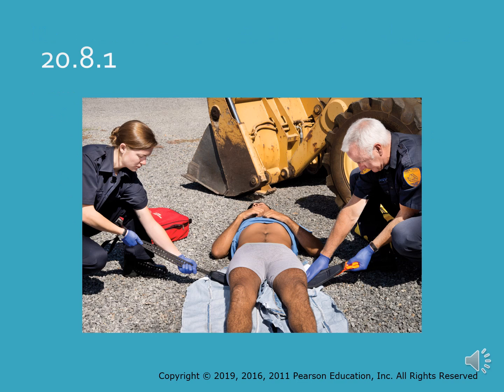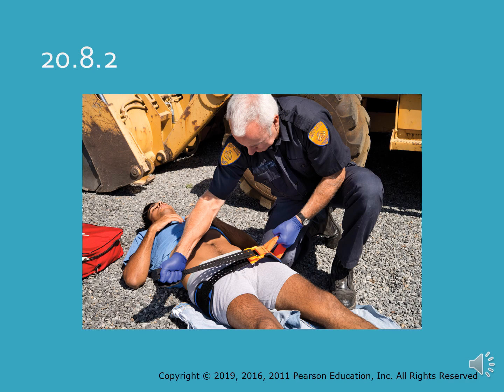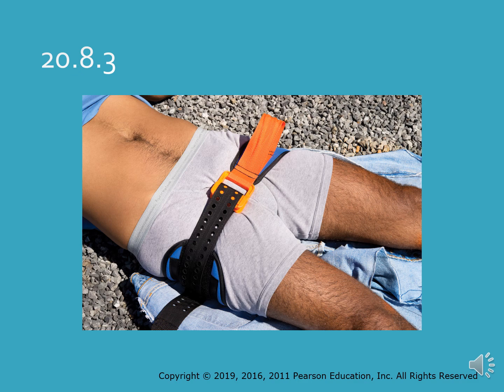So you're going to place the device under the patient at the level of the pelvis. Then you're going to wrap the device over the top and pull until you hear the buckle click. This signifies that the appropriate amount of pressure has been applied. And here you can see that the SAM splint is applied to that injured pelvis.